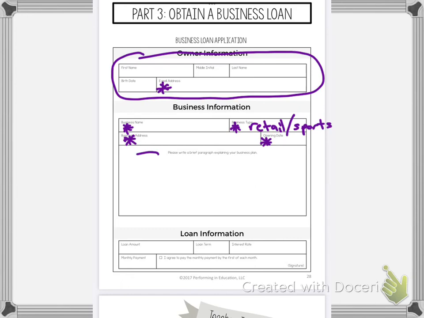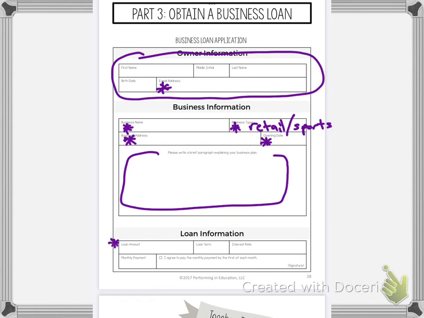In this paragraph here, we want to write a brief paragraph explaining your business plan. More or less from the previous page, how you're going to plan on spending this money. Why do you want this loan? Then the loan information: basically, you're going to go back and rewrite what you picked for your loans.